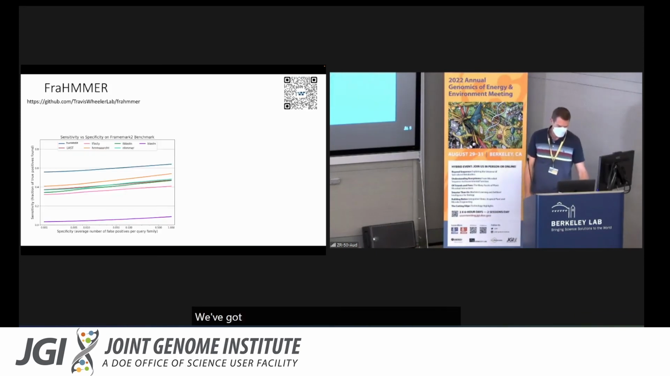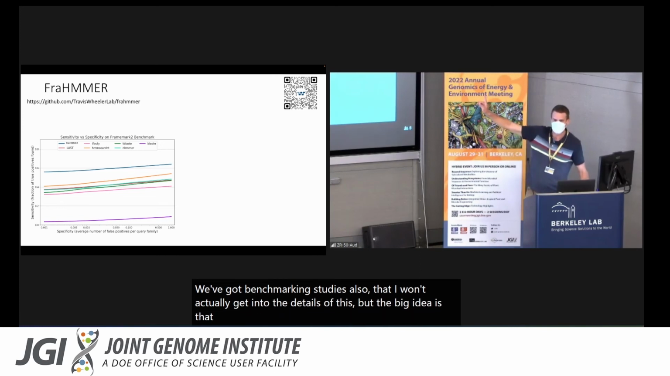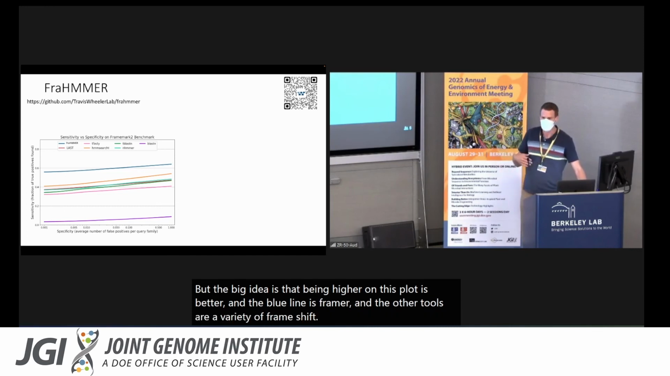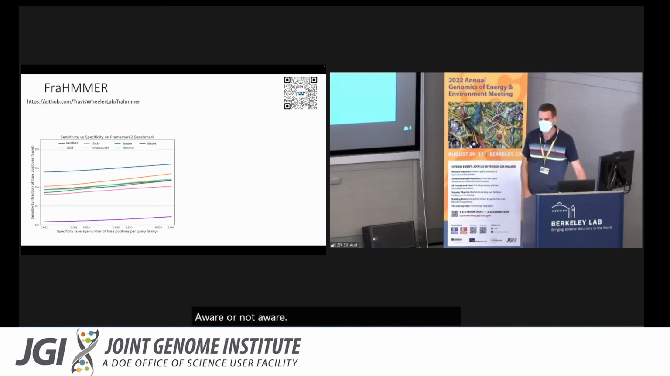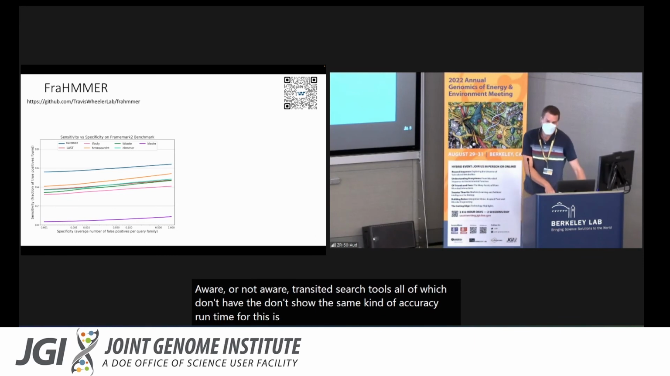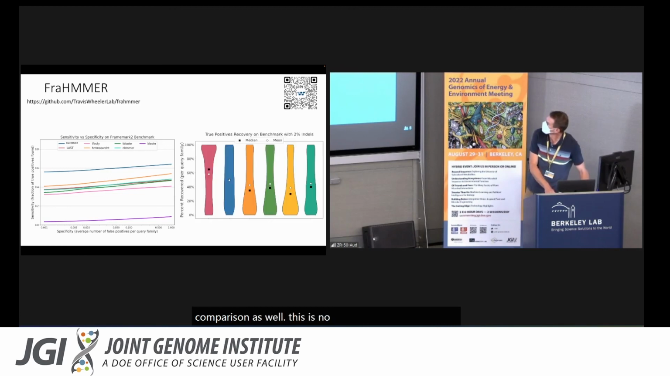We've got benchmarking studies also that I won't actually get into the details of, but the big idea is that being higher on this plot is better. And the blue line is Framer, and the other tools are a variety of frameshift aware or not aware translated search tools, all of which don't show the same kind of accuracy. Runtime for this is comparable to NHMMER, so for DNA to DNA comparison as well. This is another picture that I'll just skip through that gives the same kind of idea.